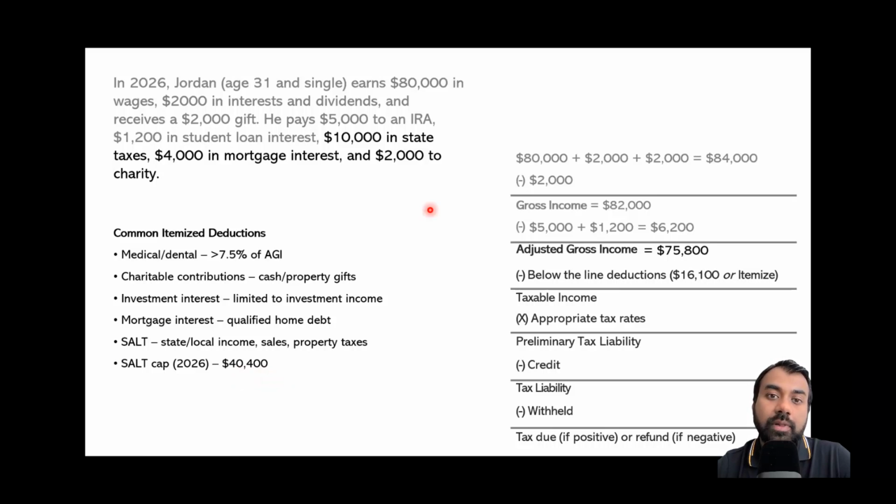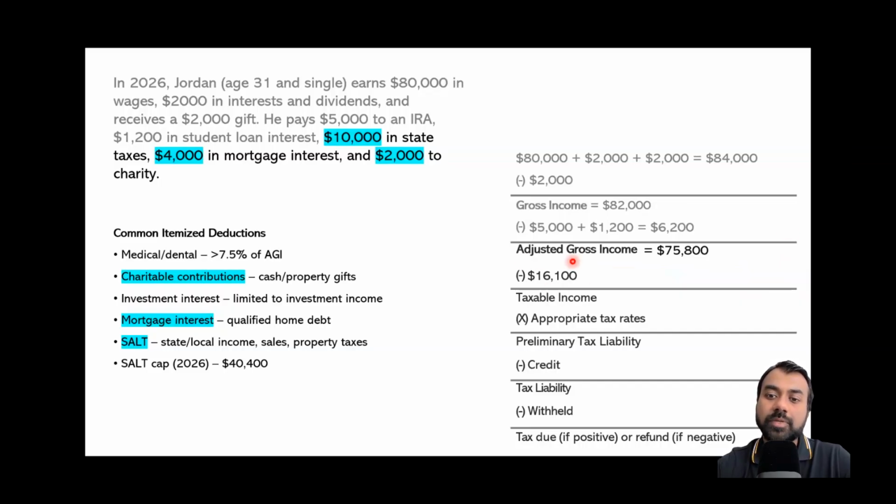Now, in our example, let's see how many itemized deductions we have. We have $10,000 in state taxes. We have $4,000 in mortgage interest, and we have $2,000 to charity. So these are our itemized deductions. So if we add them up, we get 16,000, and then we compare our 16,000 against our standard deduction amount, which is 16,100. Now, of course, 16,100 is greater than 16,000, and that's why Jordan will select the standard deduction rather than itemizing the deductions. So Jordan goes with the standard deduction, which is 16,100.